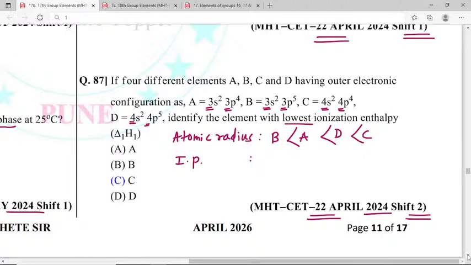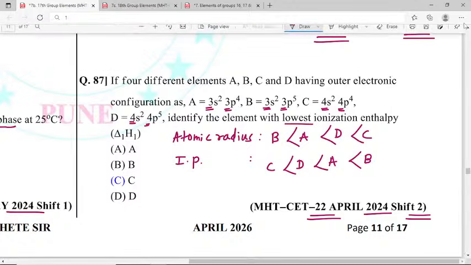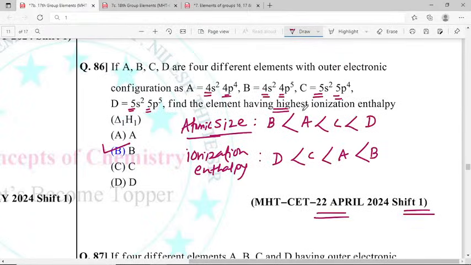So for lowest ionization enthalpy, B has the highest ionization enthalpy, then A, then D, and C has the lowest. Ionization enthalpy and atomic radius are both inversely proportional. So the question asks for lowest, not for highest. The same question number 86 is also there, but there it is the highest ionization enthalpy.